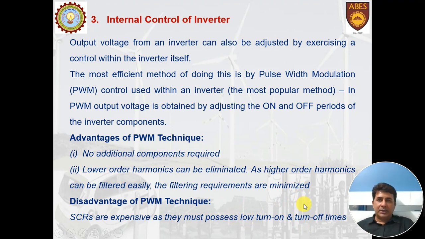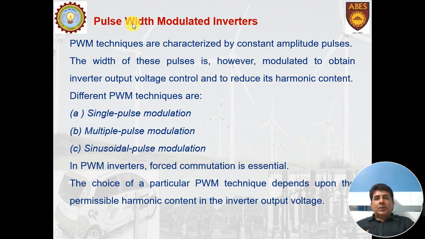Now, how do we go for it? We go for the inverter internal control by pulse width modulation. This is the only solution. Now, pulse width modulation can be done in three ways. The first way is single pulse modulation. The second way is multiple pulse modulation. And the third way is sinusoidal pulse modulation.